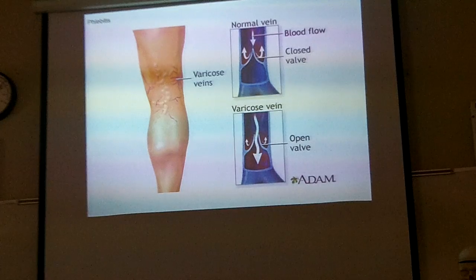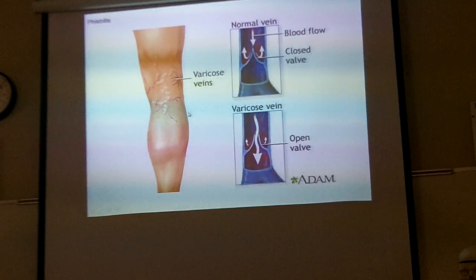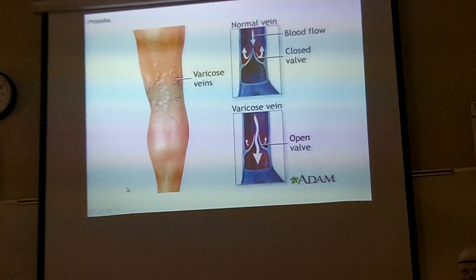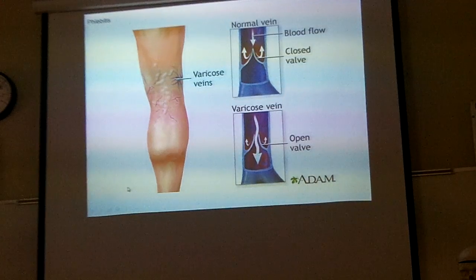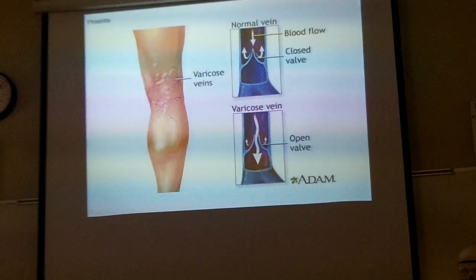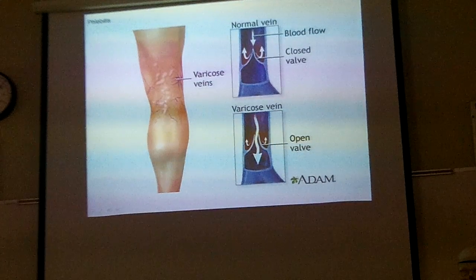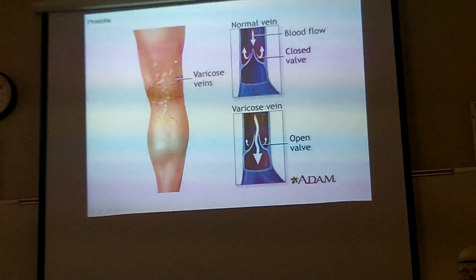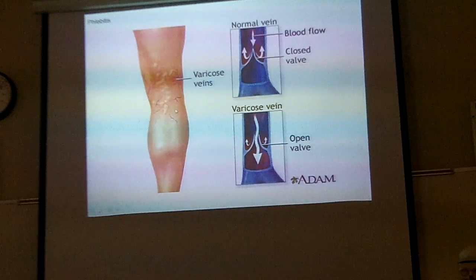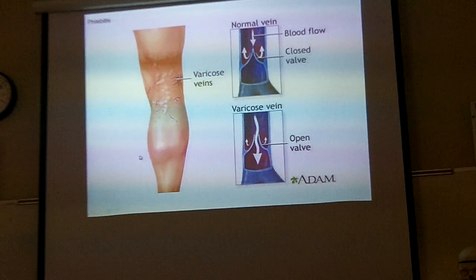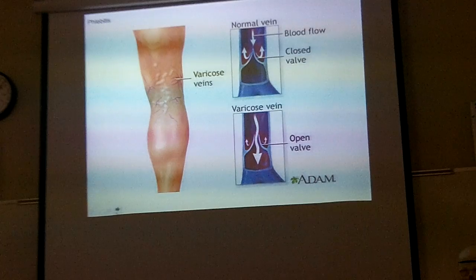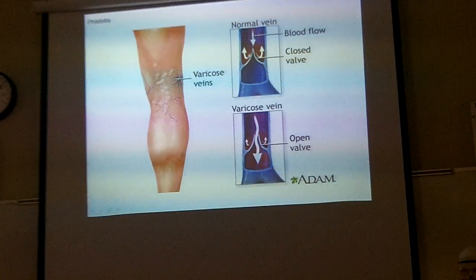Is that interesting? Yeah, my mom has a lot of those. Yeah, that's what you all have to look forward to when you're old. Yay. The alternative is death. That's the alternative to not getting old. But actually, they have ways of laser treatment or something where they can treat them somehow, and I'm not sure how that works. But yeah, the problem is with the valves.